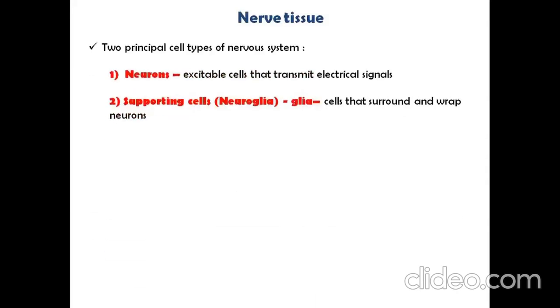Next one is the nerve tissue. The two principal cells of the nervous system are, first, the neuron and, second, the supporting cell. Neurons are excitable cells that transmit electrical signals. The supporting cells are also called neuroglia or glial cells, which surround and wrap the neurons.